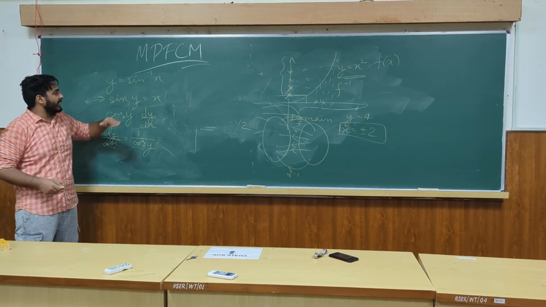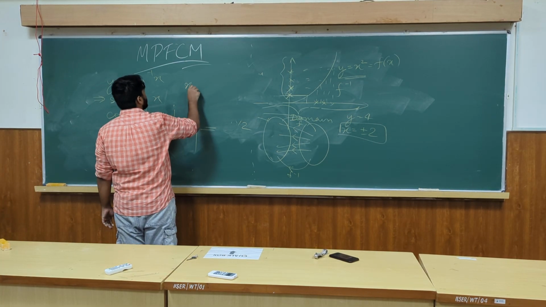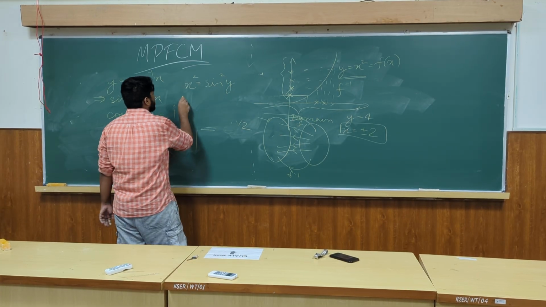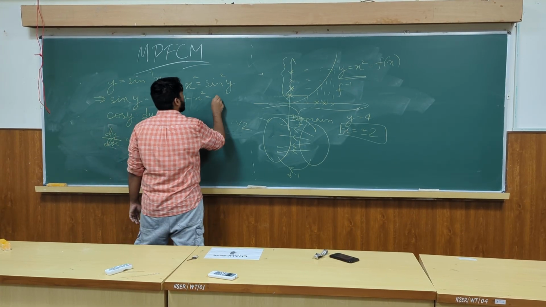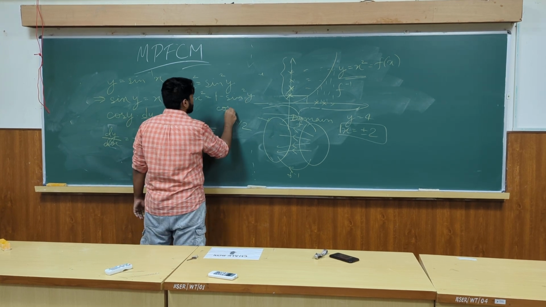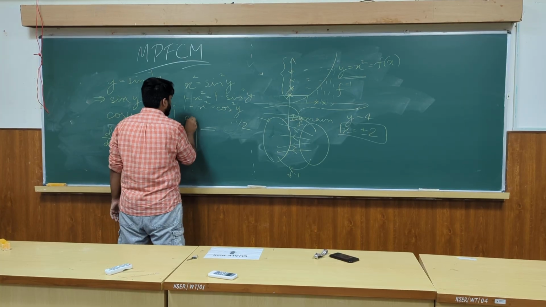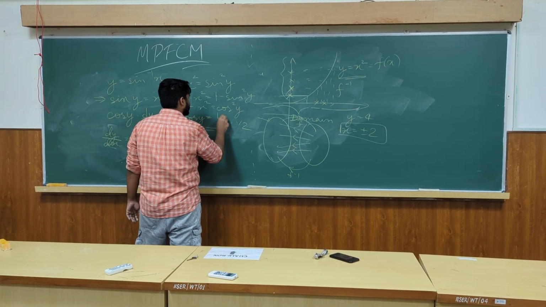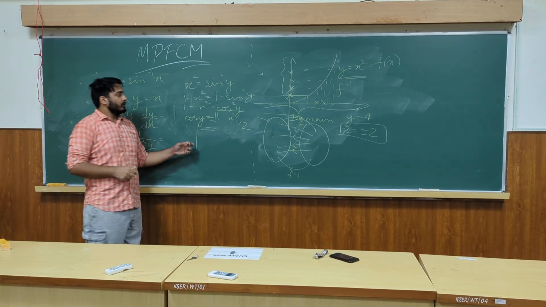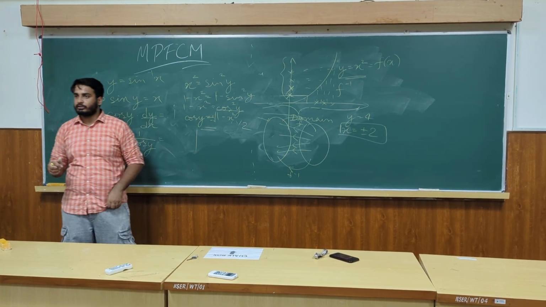So let us see. We know that sine y is equal to x. So in order to get cosine y, what we could do is square both sides, and then we could do this. So we are getting for cosine y plus minus under root 1 minus x squared.